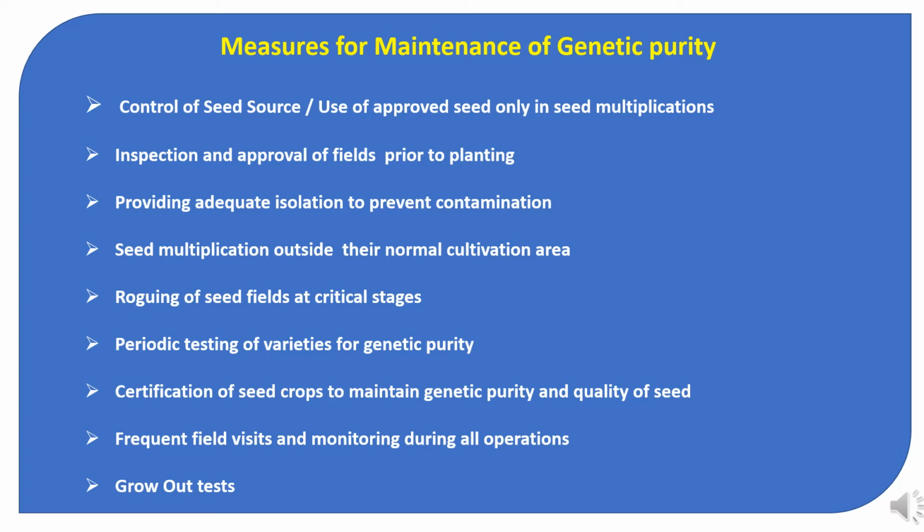It depends upon the crop, where the roguing removal of off types should be done on critical stages like vegetative stage, pre-flowering stage or flowering stage, and during maturity and harvesting stages. Next is periodic testing of varieties for confirming genetic purity. Certification of seed crops to maintain genetic purity and quality of seed.